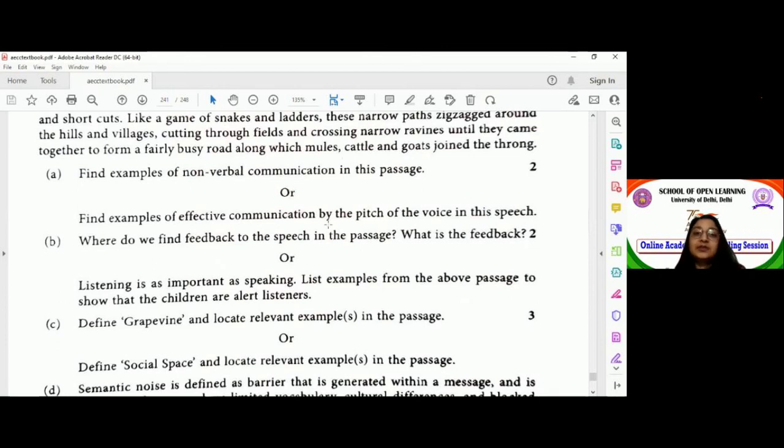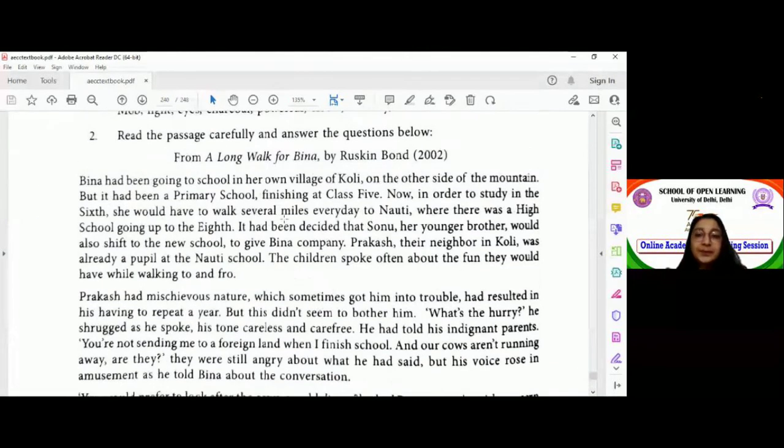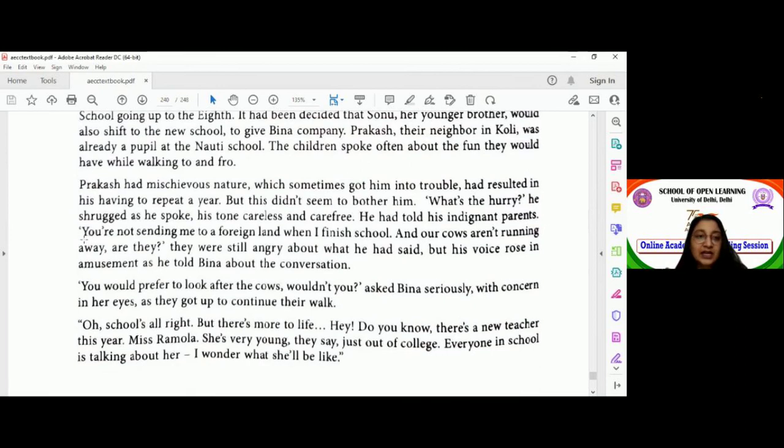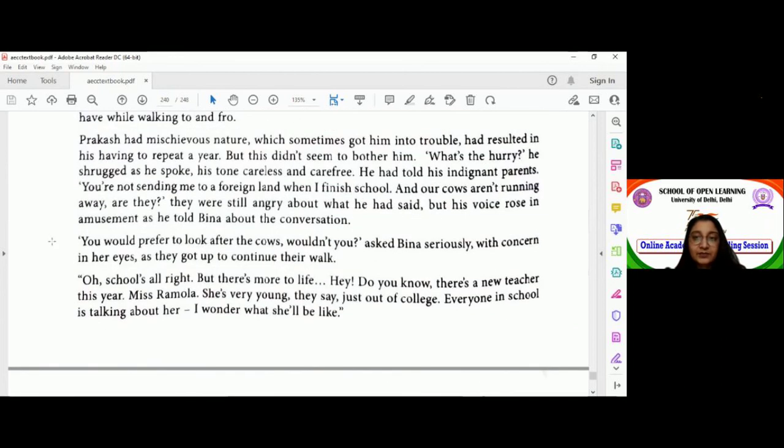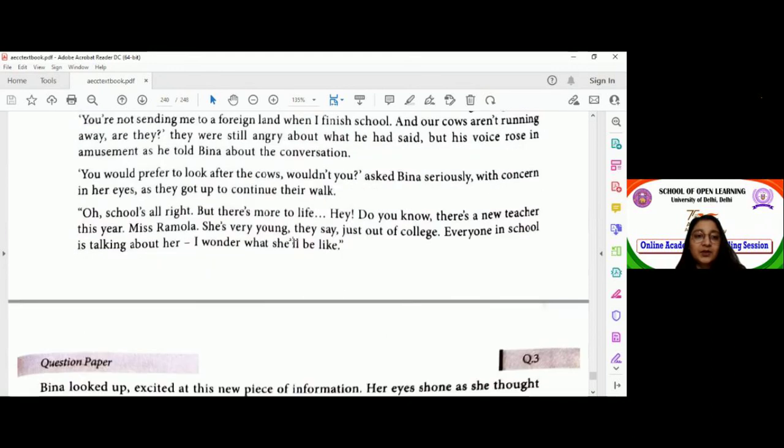Then effective examples of the pitch of the voice. How are you speaking? Loudly? Softly, right? So you have examples over here. Please read it carefully. What's the hurry? He shrugged as he spoke, his tone careless and carefree, right? So he shrugged, that's non-verbal communication. His voice rose in amusement as he told Bina about the conversation, right? So he's changing the pitch. With concern as they got up to continue work.